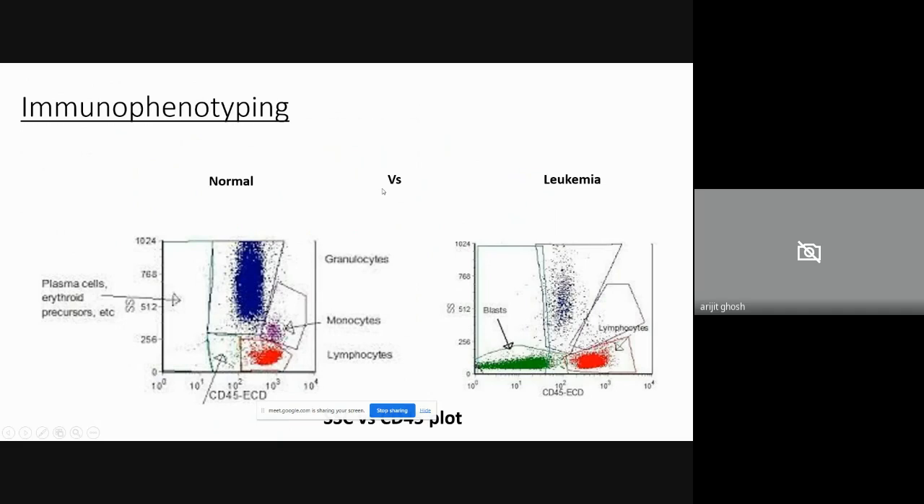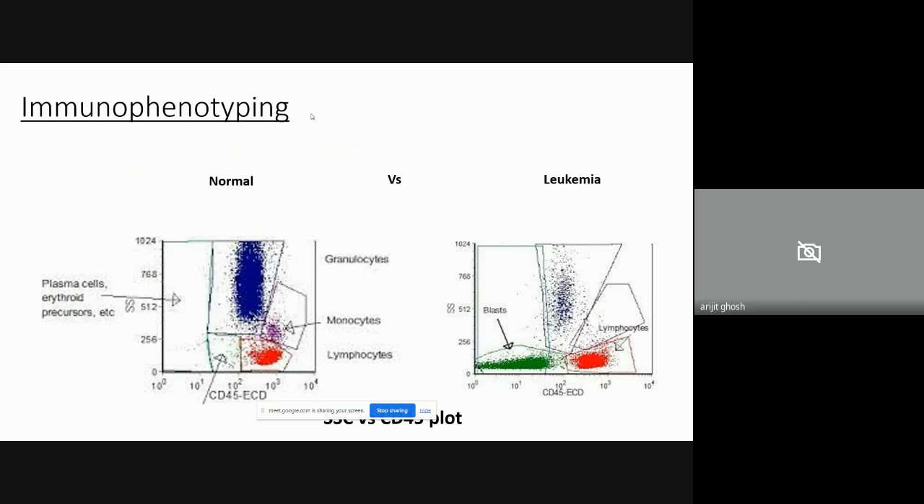Okay, now let's come to another type of experiment which is called immunophenotyping. In immunophenotyping you can detect abnormal cell populations, categorize them according to their markers, and detect the disease with the presence of specific markers.